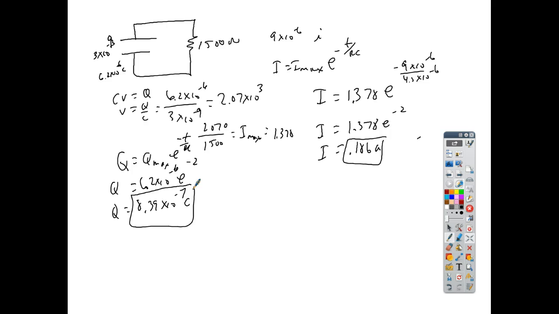Okay, and then last but not least, it says, what is the maximum current through the resistor? I think we had to solve that like an hour ago. So it's 1.378 or 1.38 amps. Got it? All right.